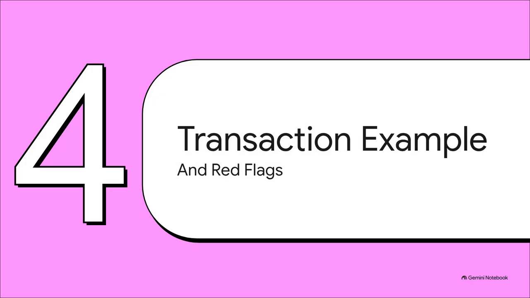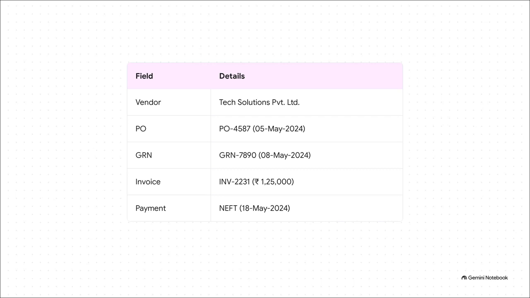Part 4. Transaction example and red flags. Let's look at what success actually looks like in the real world with a vendor. Let's call them Tech Solutions Private Limited. Notice the timeline here. The purchase order goes out May 5th. The goods arrive May 8th with the goods received note, the invoice follows on the 10th for 1,25,000 rupees, and the NEFT payment is cleared on the 18th. The PO, GRN, and invoice match up perfectly. Honestly, this is a flawless, picture-perfect transaction.